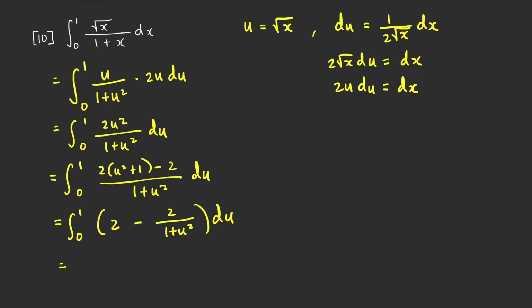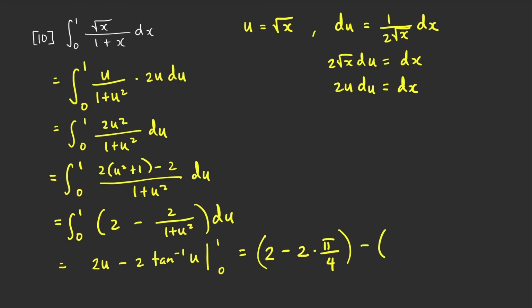So we have here integral of 2. So you have here antiderivative of 2. So that is 2u minus 2 times tangent inverse of u, evaluated from 0 to 1. So therefore, this is equal to 2 times 1. So that is 2 minus 2 times tangent inverse of 1. And tangent inverse of 1 is just pi over 4. And then minus, you have here 0 minus 2 times tangent inverse of 0, which is equal to 0. So this is just minus 0. So therefore, the final answer is 2 minus pi over 2.